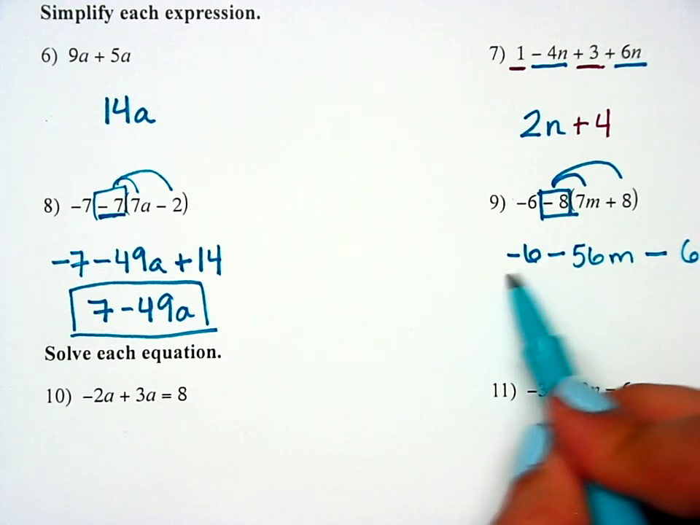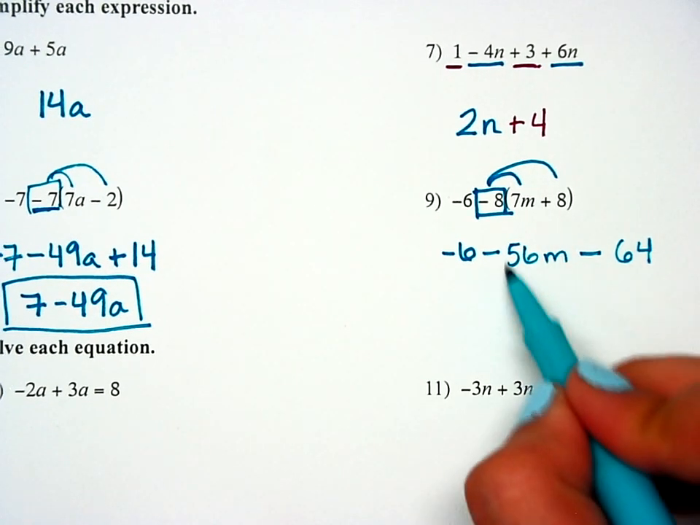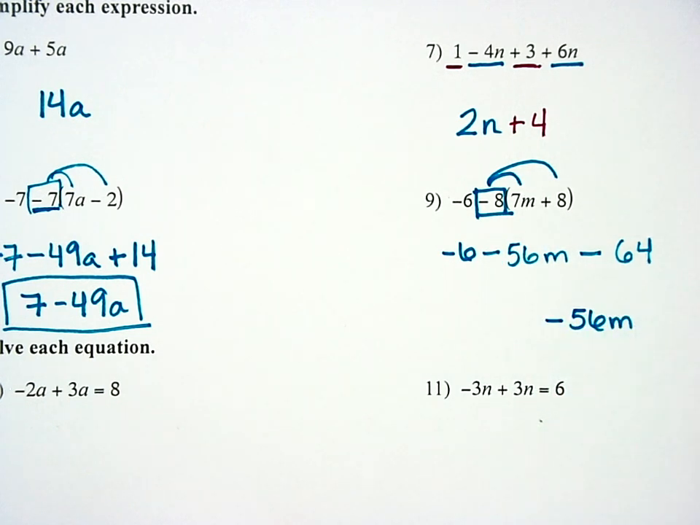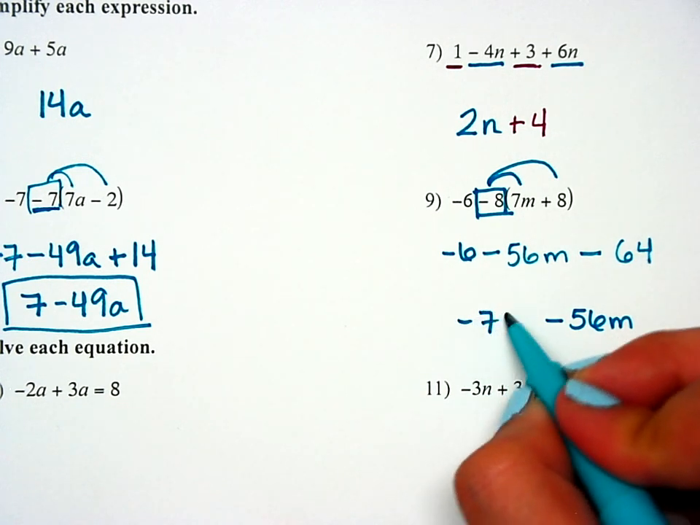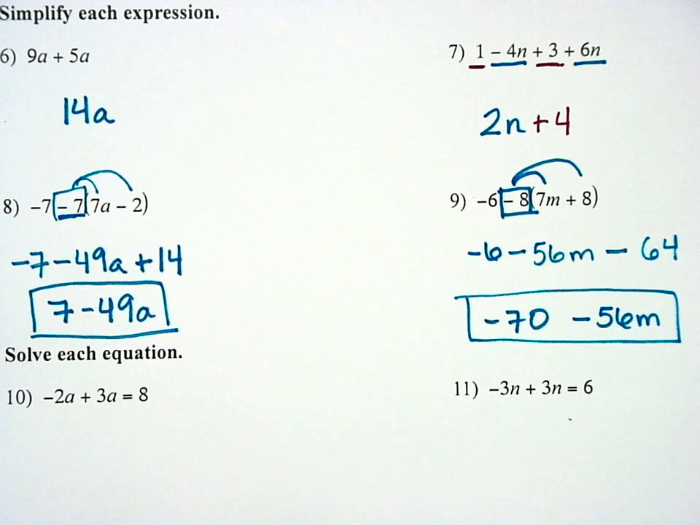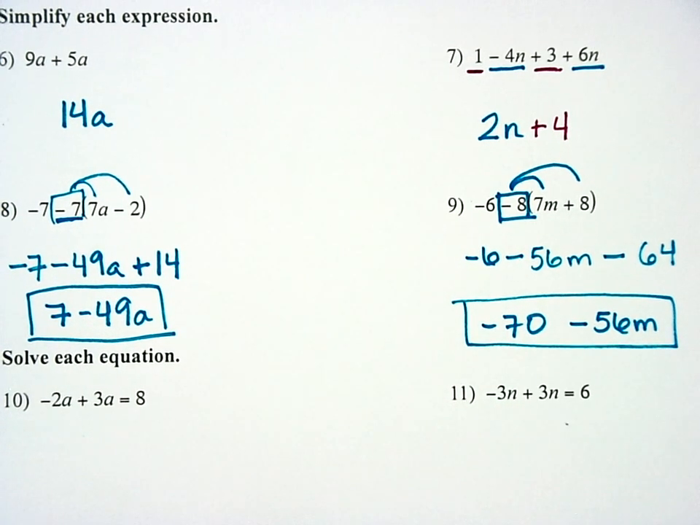Again, I have a number, a variable term, and another number. So I cannot combine negative 56m with anything. He's going to stay. And then if I combine negative 6 and negative 64, I've got negative 70. That's my final answer, okay? So even when you are writing your answers, sometimes they still look like expressions. That's okay. That is the answer.